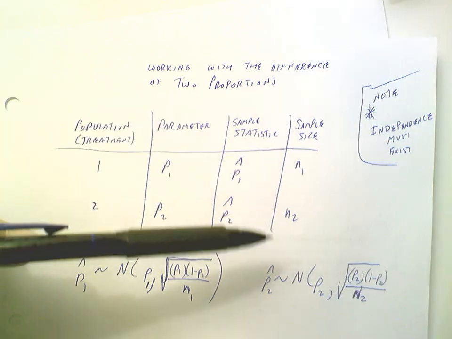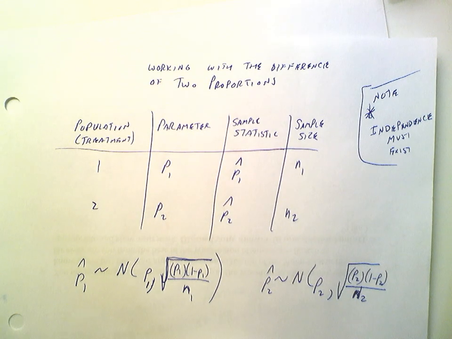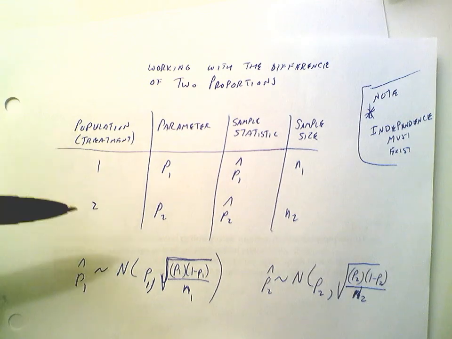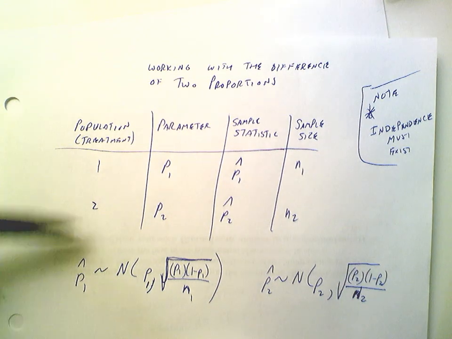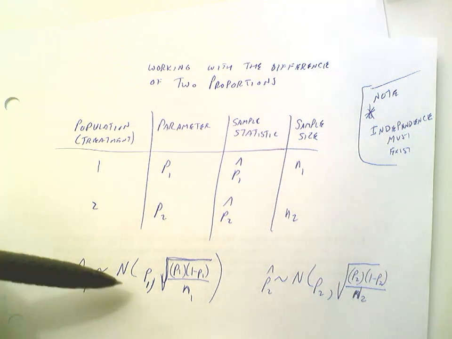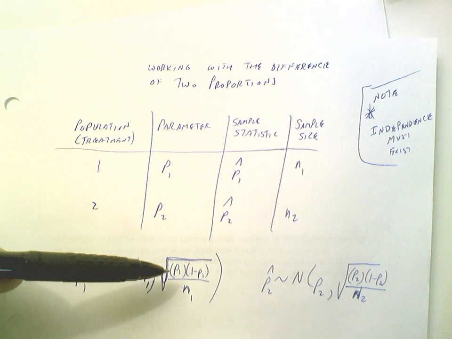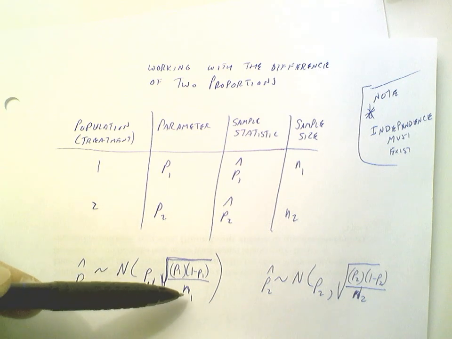Our sample sizes will be n sub 1 and n sub 2. Now, what do we know? Well, assuming we've met all our lovely conditions that we've done time and time again, the sampling distribution for the first sample proportion, from population number 1, from that first group, is normal with a mean of the population parameter value, and a standard deviation of what we know from before: the square root of p sub 1 times 1 minus p sub 1 over n sub 1.